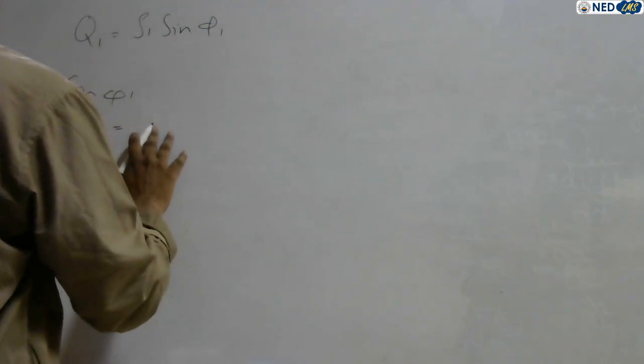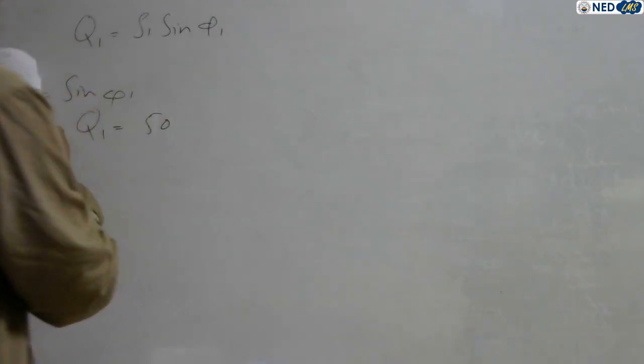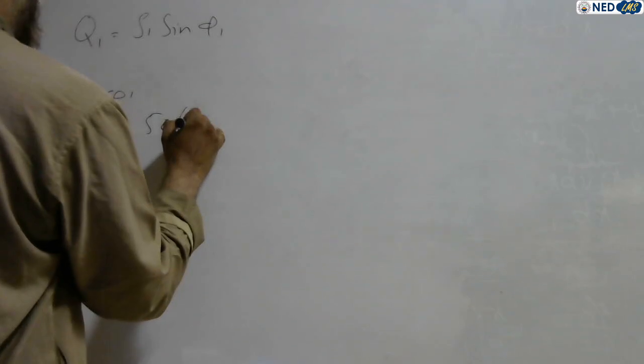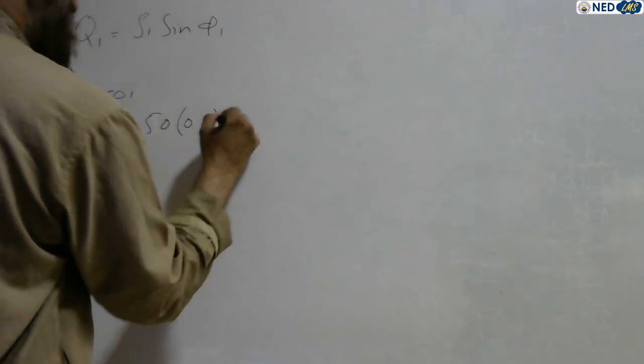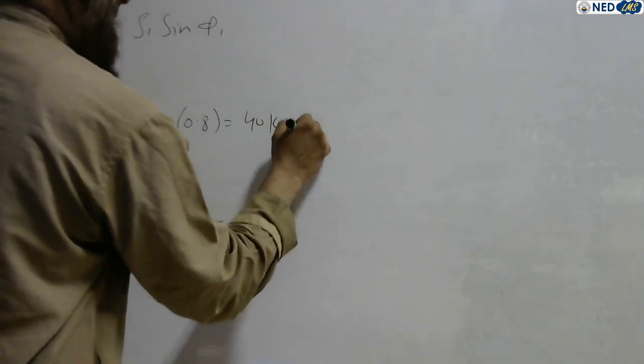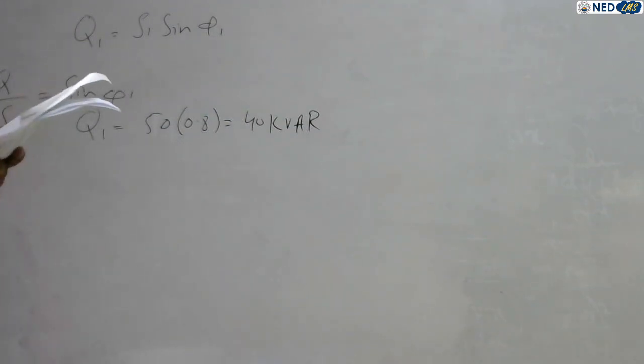So what is S1? We have just calculated S1 was 50. And what is sine phi 1? It was also calculated, it was 0.8. So it comes out to be 40 kVAR, kilovolt ampere reactive, right? The reactive power from the load, Q1.